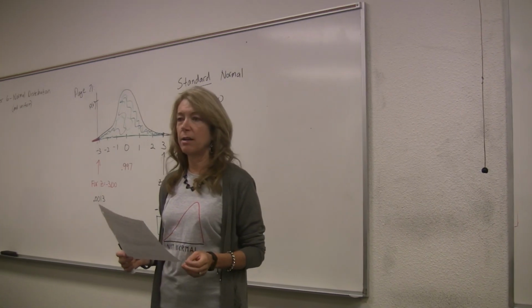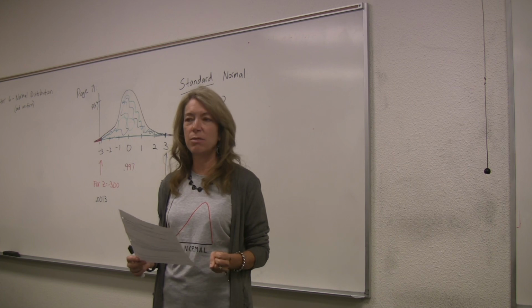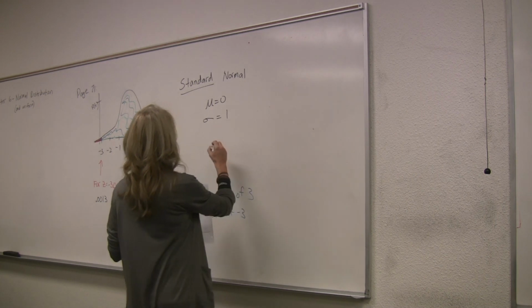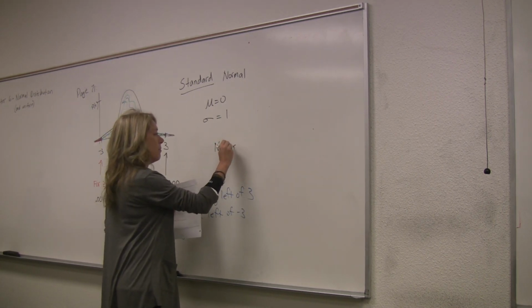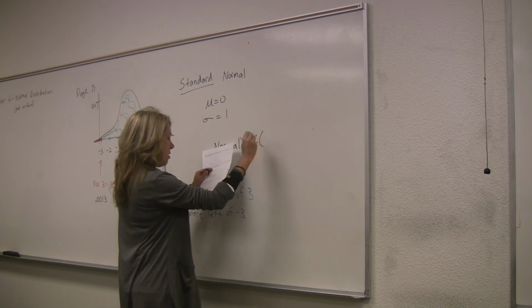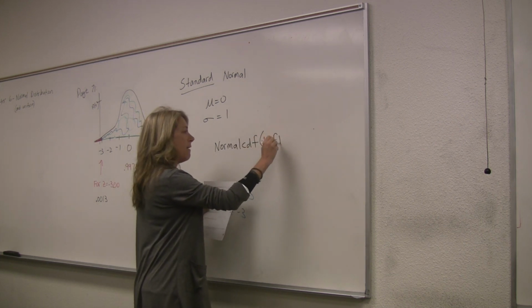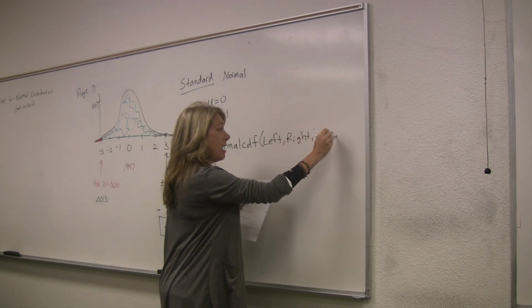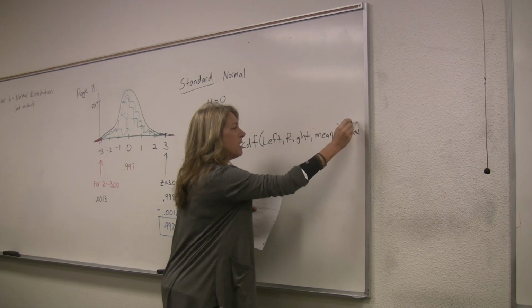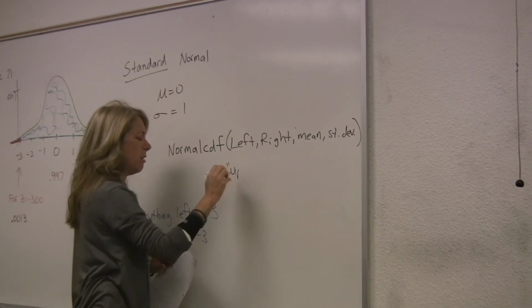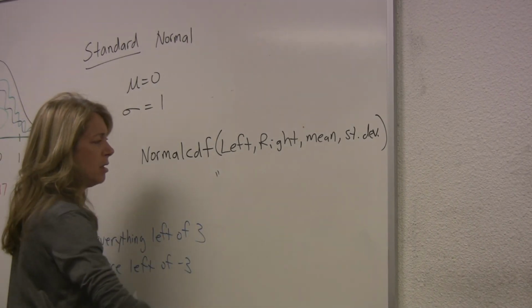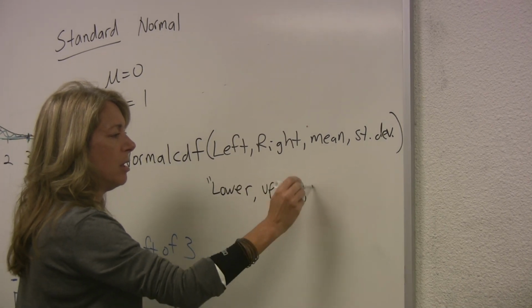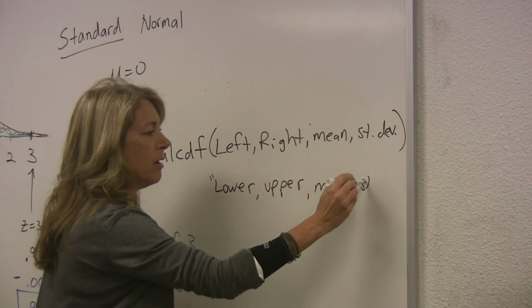I'm not pulling up my calculator. I want to make sure that you can all get to that screen under distributions where you see normal CDF. And when you find normal CDF, you always put in what I call the left, the right, the mean, and the standard deviation. Now some calculators call it lower, upper, mean, and standard deviation.